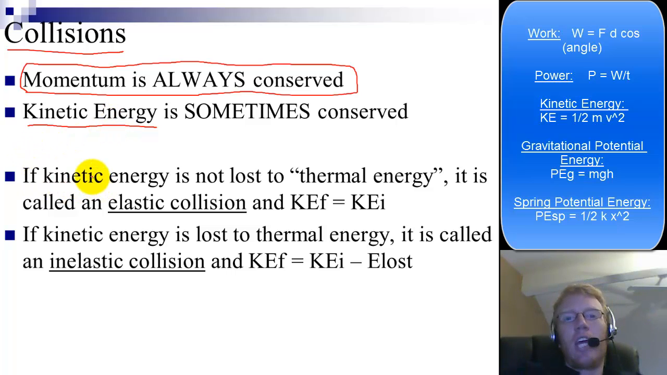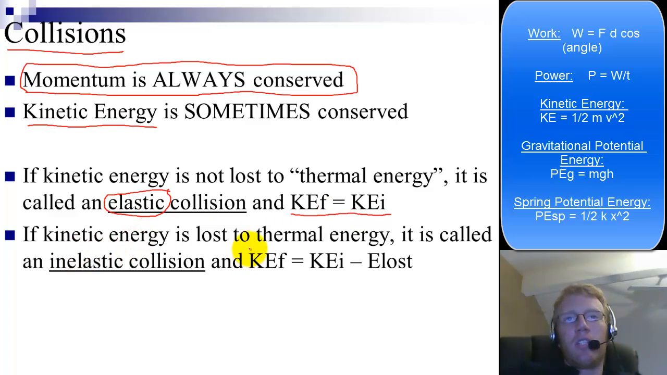So there's two names for collisions. An elastic collision means that the initial and final kinetic energies are the same. So maybe you have two rubber balls and they bounce off each other. Okay, in that case, pretty much no energy is lost, and the total kinetic energy at the end will equal the total kinetic energy at the beginning. So you can set up an equation, KE initial equals KE final.